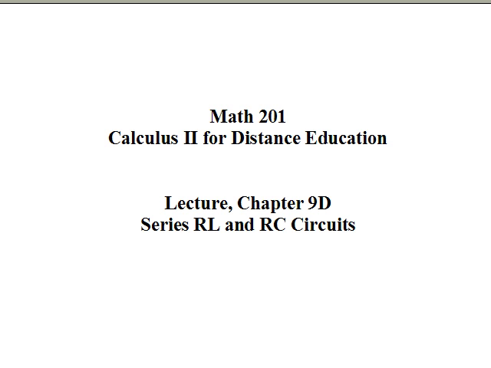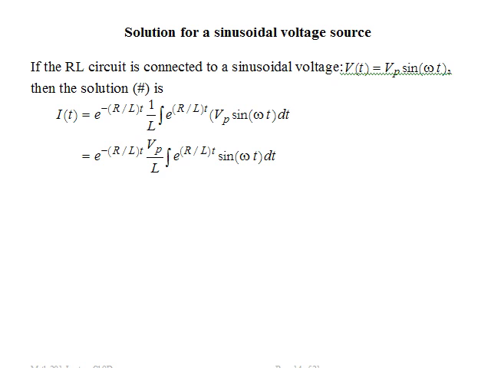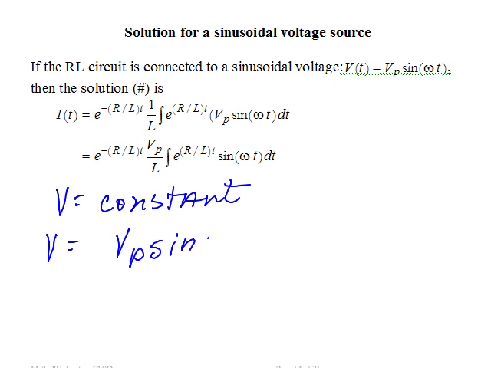This is lecture 9D on the solution of the RL and RC circuit equations with a sinusoidal voltage input. I want to do another solution, and in this case the voltage is not constant. Before, the voltage was constant, like using a battery. Now we're going to say the voltage is a sinusoidal voltage, with some peak times sine omega t, as though you connected the circuit up to your household current, for example. Let's see what kind of solution we get here.